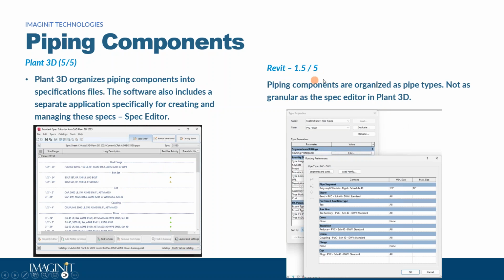Revit, we gave it a 1.5 out of 5. Piping components are organized as pipe types, not as granular as the spec editor in Plant 3D. So you can still add the components. You just go to the pipe type in Revit in the project browser. You open the pipe type, and then you can edit routing preferences, and over here you can add the components that you want to your pipe. So this is kind of similar to a spec. You can have more than one component for your pipe type, but you just do not have the level of detail that you can get with specs in Plant 3D.